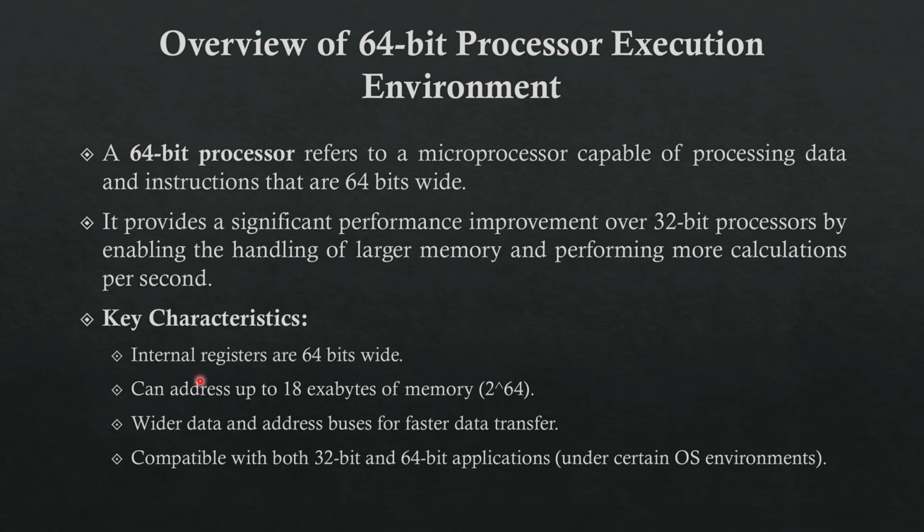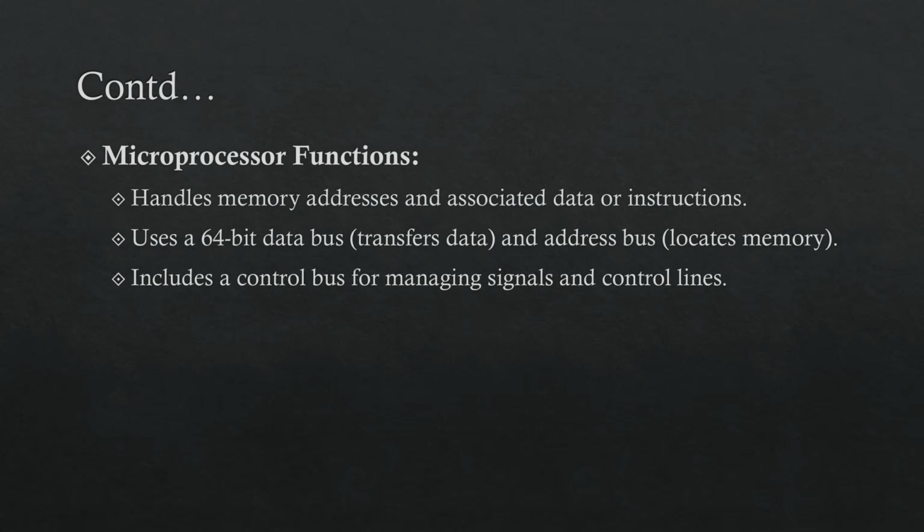Coming to the key characteristics, the internal registers are 64-bit wide and it can address up to 18 exabytes of memory, with wider data as well as address bus for faster data transfer, and it is compatible with both 32-bit as well as 64-bit applications under certain OS environments. Coming to the microprocessor functions, it can handle memory addresses and associated data or instructions. It uses a 64-bit data bus for data transfer and an address bus for locating the memory address location. And it includes a control bus for managing signals as well as control lines.